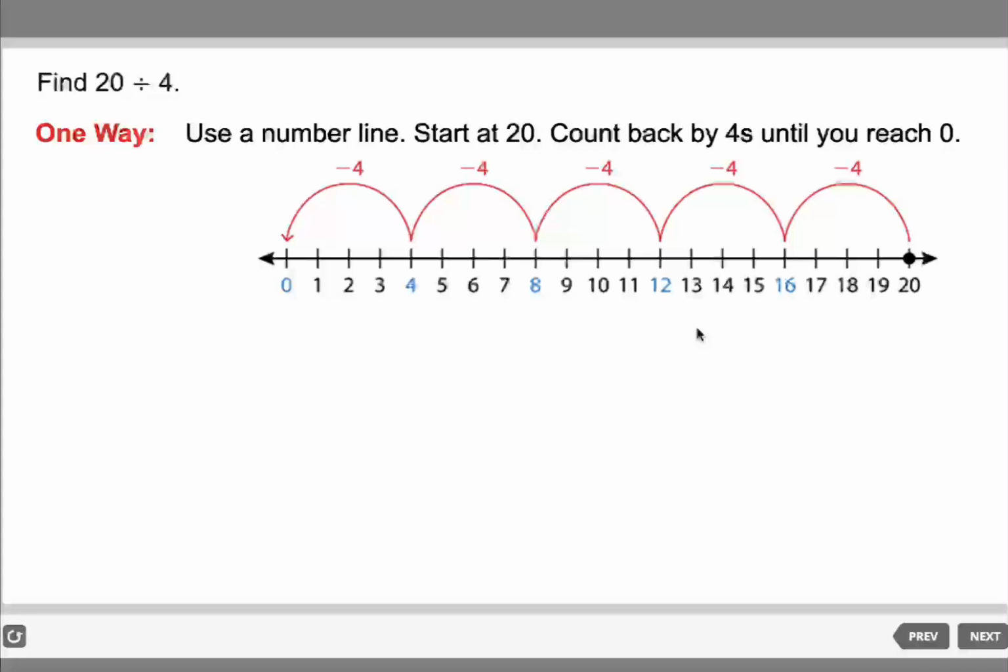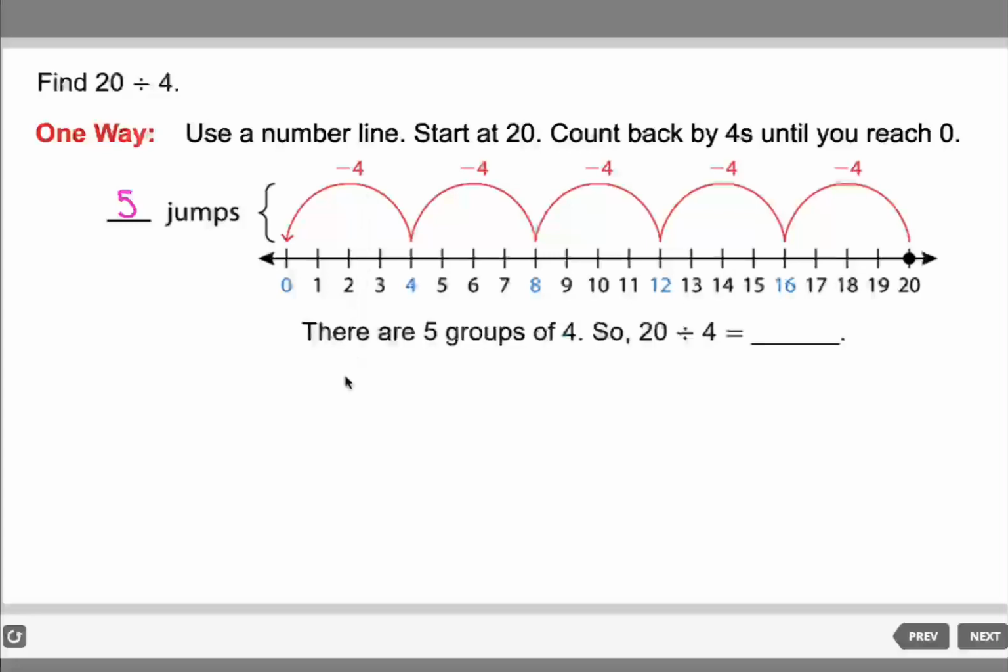Now, what do we need to do? We need to count how many jumps. How many jumps till we reach 0? Count them. 1, 2, 3, 4, 5. So we have 5 jumps till we reach 0. So there are 5 groups of 4. And 20 divided by 4 equals, how many jumps did we do? We did 5 jumps. So 20 divided by 4 equals 5. We have 5 groups of 4.